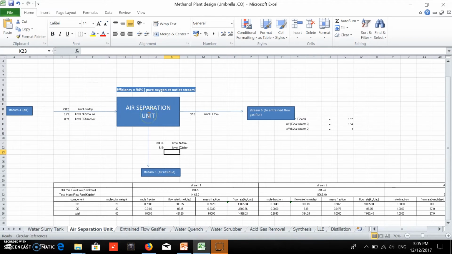Next, the air separation unit, where the stream containing air is fed to the air separation unit, which separates O2 from the air, 94%, while the other 6% flows in stream 5 as air residue. Stream 6 is fed to the entrained flow gasifier.